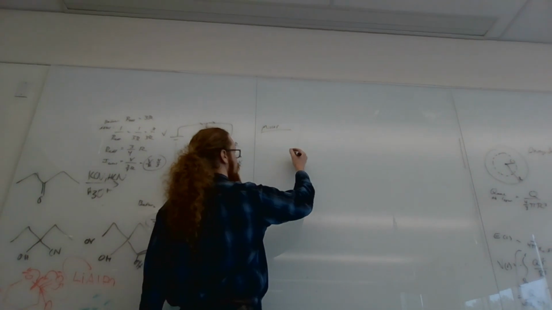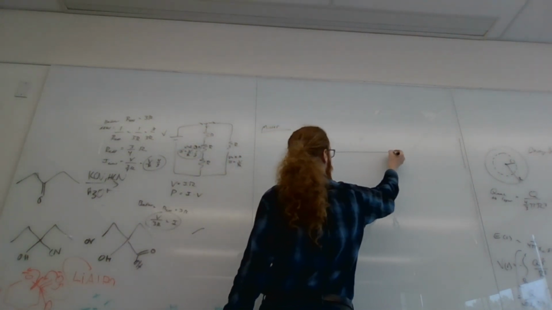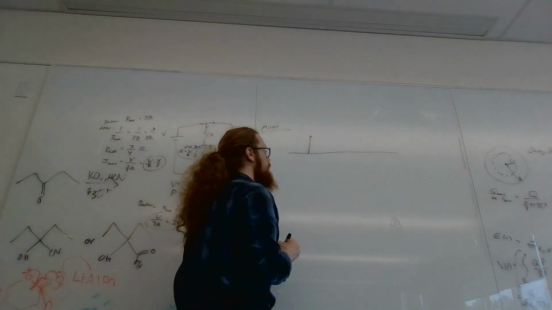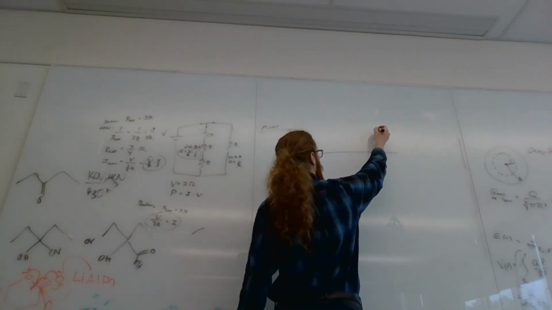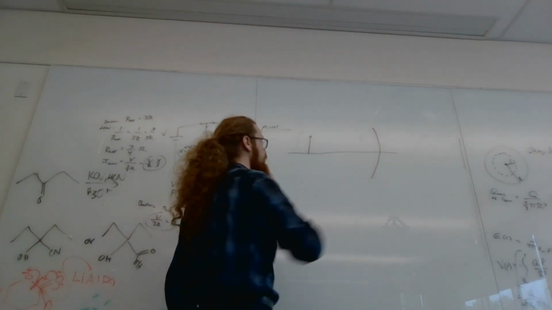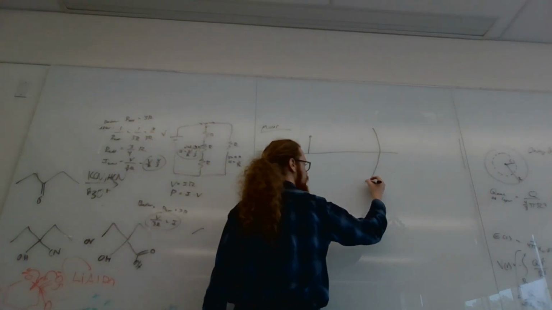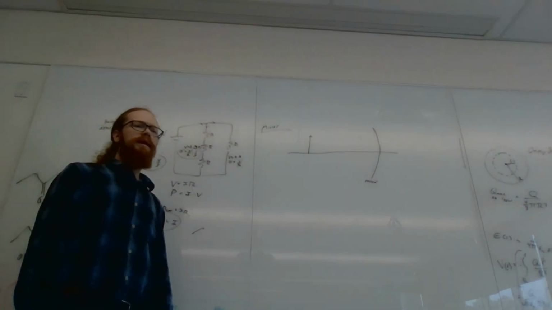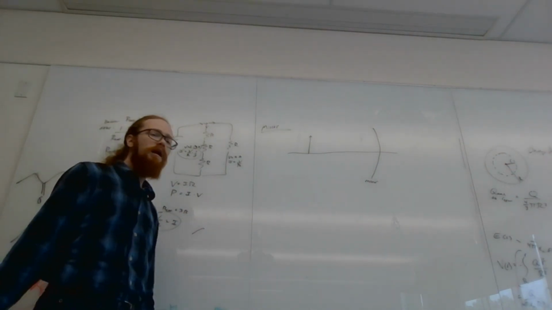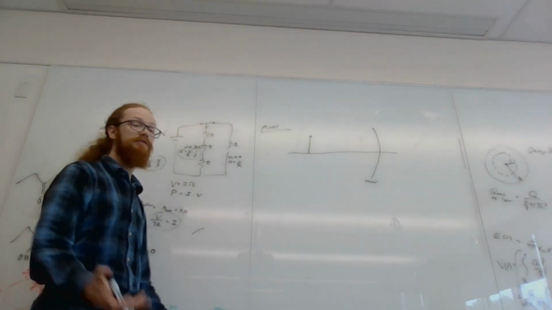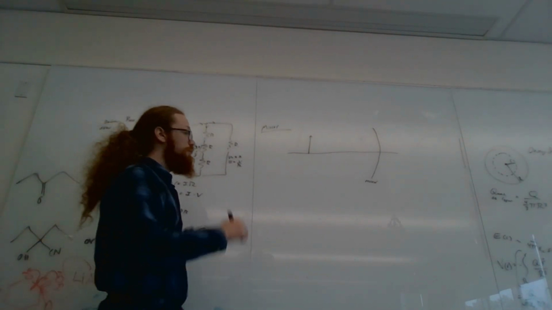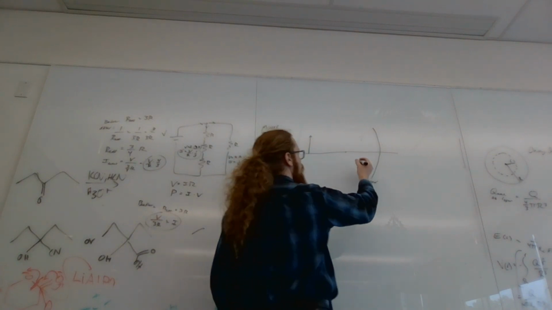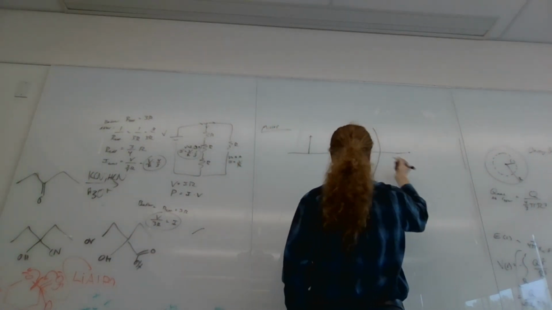So, we've got our optical axis. We're going to have our object. We'll start with a concave mirror. We could be asked to find, say, object height, object distance type information. That would give us magnification too. So, first thing we're going to do is ray diagram. This has some focal length. I'm going to call it that.